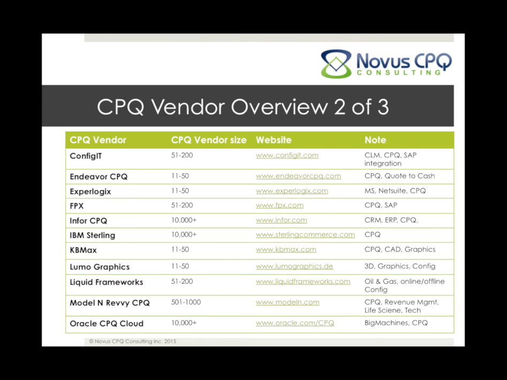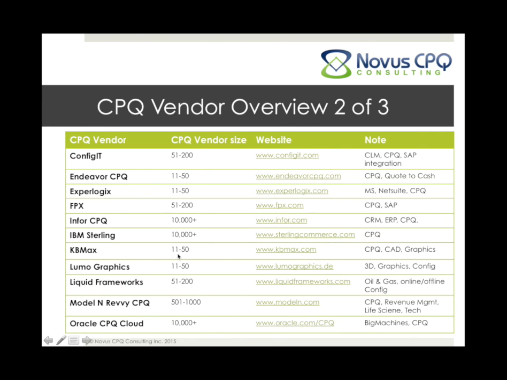Infor CPQ, they have their own set of solutions. It's a large company, obviously 10,000 plus. They have a CRM, ERP, and CPQ solution. So if you live in this world, then you should check this out. IBM has their own, the Sterling solution over here. That's a CPQ solution. If you're interested in this, check this one out.